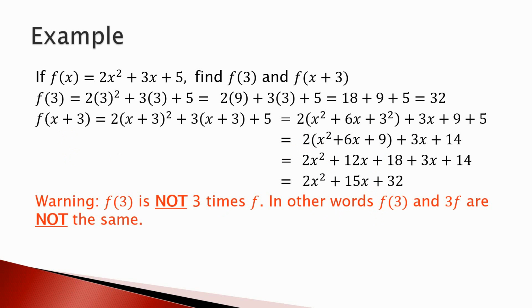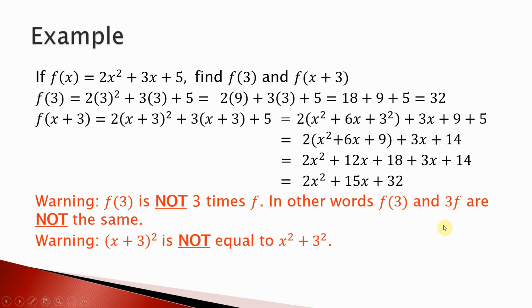So f of 3 is not 3 times f. In other words, f of 3 and 3f, which is 3 times f. So this is 3 times f. This is f of 3. So these are not the same thing. Okay, this is f of 3 and this is 3 times f. And this is not equal to x squared plus 3 squared. You also have this term.